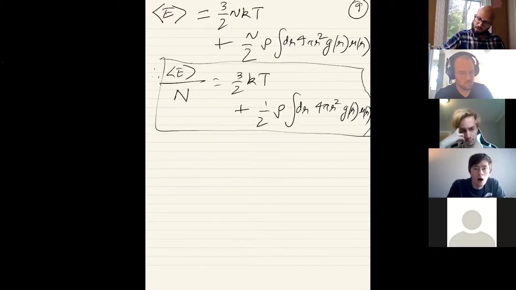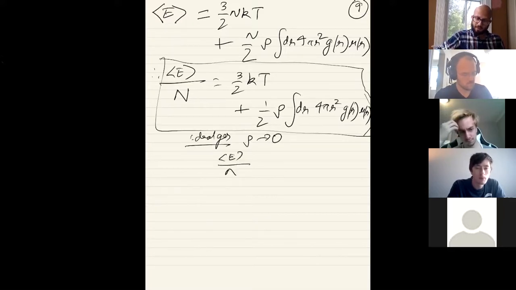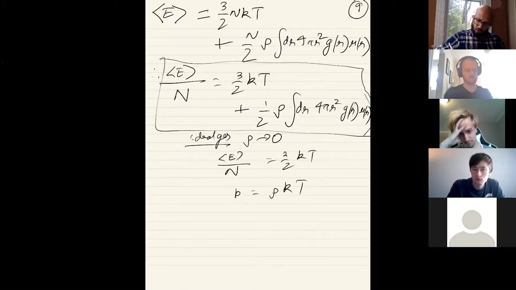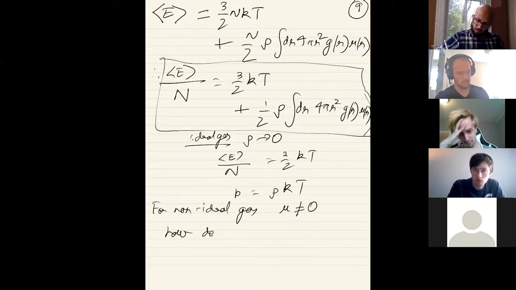So using the g of r, you can derive the total energy as a function of density. If it were an ideal gas, then rho would tend to 0, and we would be left with this. So it meets common sense, or physical chemistry type common sense. For an ideal gas, we would recover pressure is equal to rho kT. But now the question we want to ask is, for non-ideal interactions where small u is not equal to 0, how does pressure depend on rho?